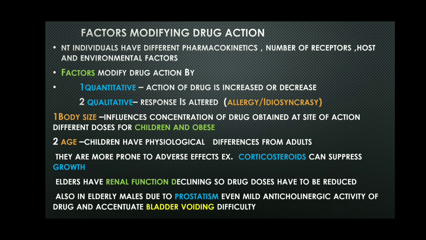Now, what about elders? Renal function declines, so drug doses have to be reduced. In most elderly people, the kidney does not function properly, right? So obviously excretion is influenced. Drug can accumulate and cause toxicity, so obviously the dose should be reduced. Now, in elderly males, due to prostatism, even mild anticholinergic activity of a drug can accentuate bladder voiding difficulty. Most elderly people have a prostate gland that is not working properly, right? So they already have some difficulty in urinating. If we give anticholinergic drugs, it is going to make bladder voiding more difficult.